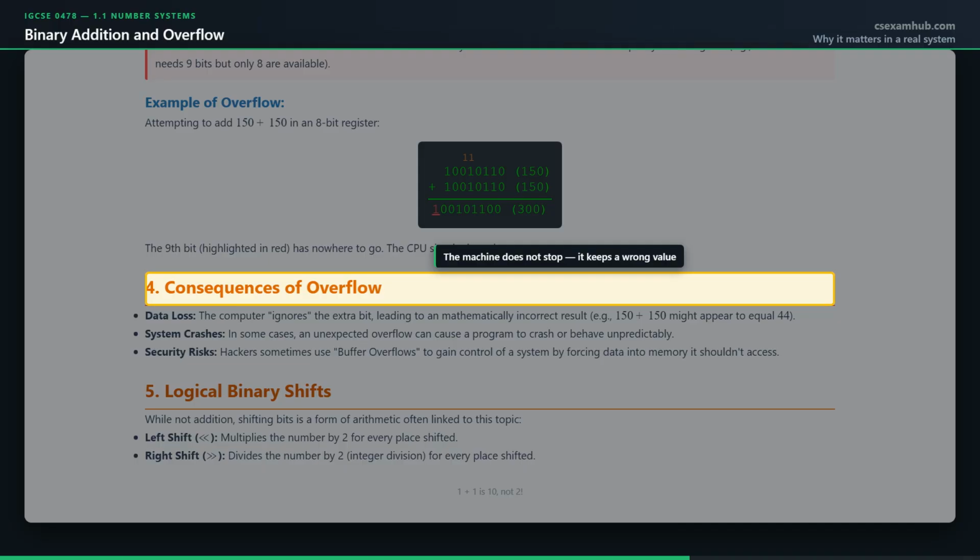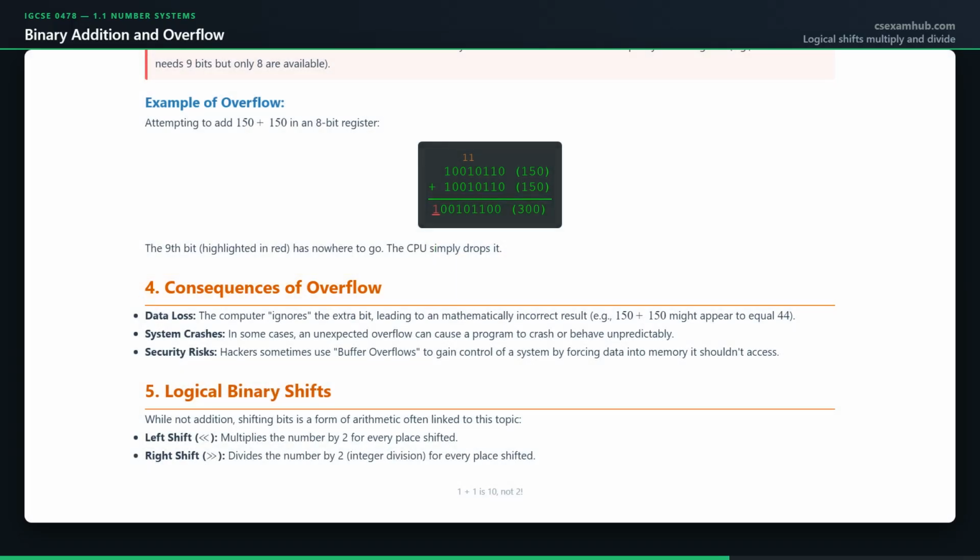The processor typically sets an overflow flag in a status register to signal that this has occurred, and it is then up to the program to check that flag and respond. If the program never checks, the wrong value flows onward silently. That is why overflow is dangerous, the failure is quiet.